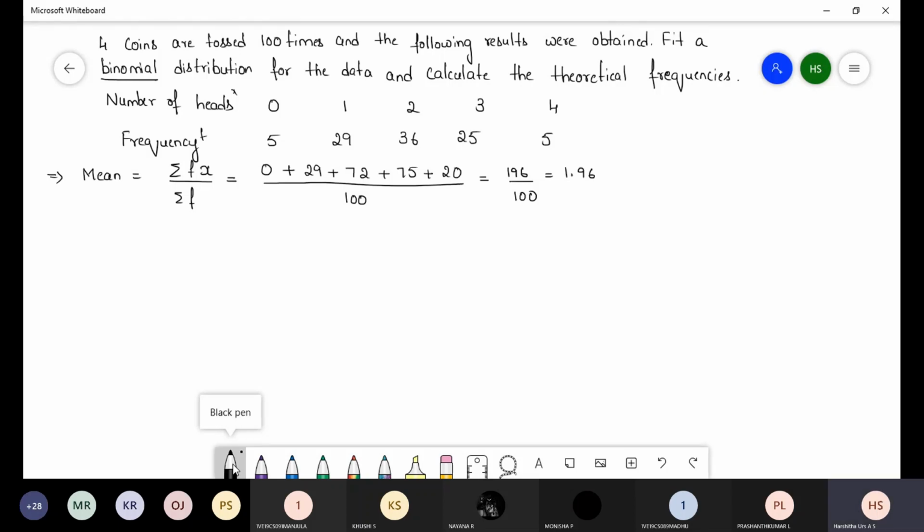This is the mean. But we know our mean value in the binomial distribution formula: mu is equal to n into p. Here they have given n is equal to 4 because 4 coins are tossed 100 times. So that implies mu value is 1.96, that is equal to n value 4 into p. That implies p is equal to 1.96 divided by 4. What is the value?